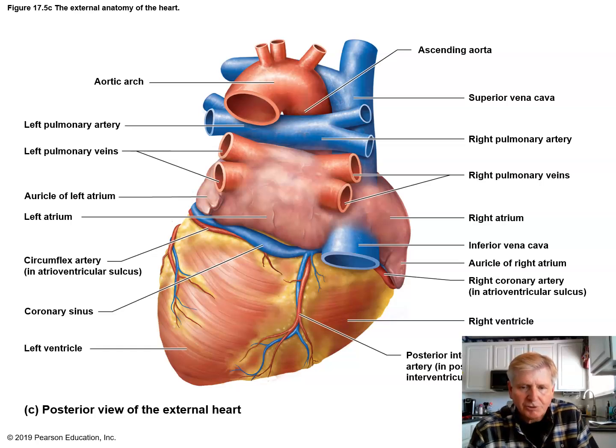This is a posterior view of the heart. You can see the four pulmonary veins carrying oxygenated blood being returned from the lungs to the left atrium. You can see the ascending aorta, the arch of the aorta. You can see the great vessels coming off the arch. By the way, the first vessel that you see here, which we'll learn later, is the brachiocephalic trunk.